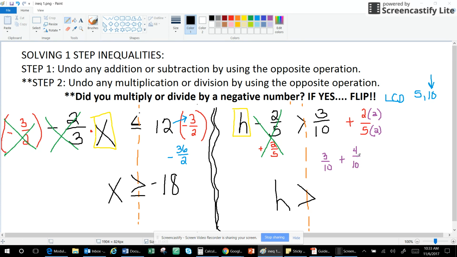And now I can do my fraction addition. 3 plus 4 is 7. We leave the bottom alone. We get 10. So h is greater than 7 over 10.